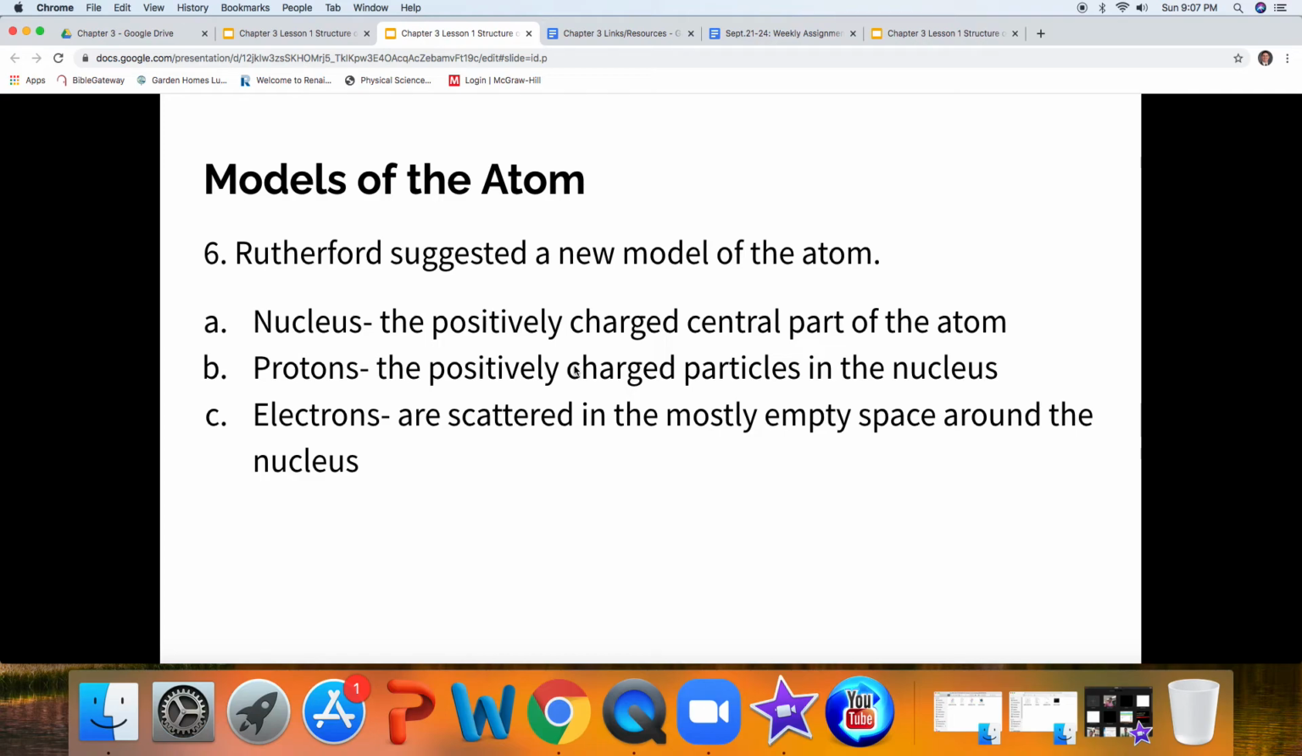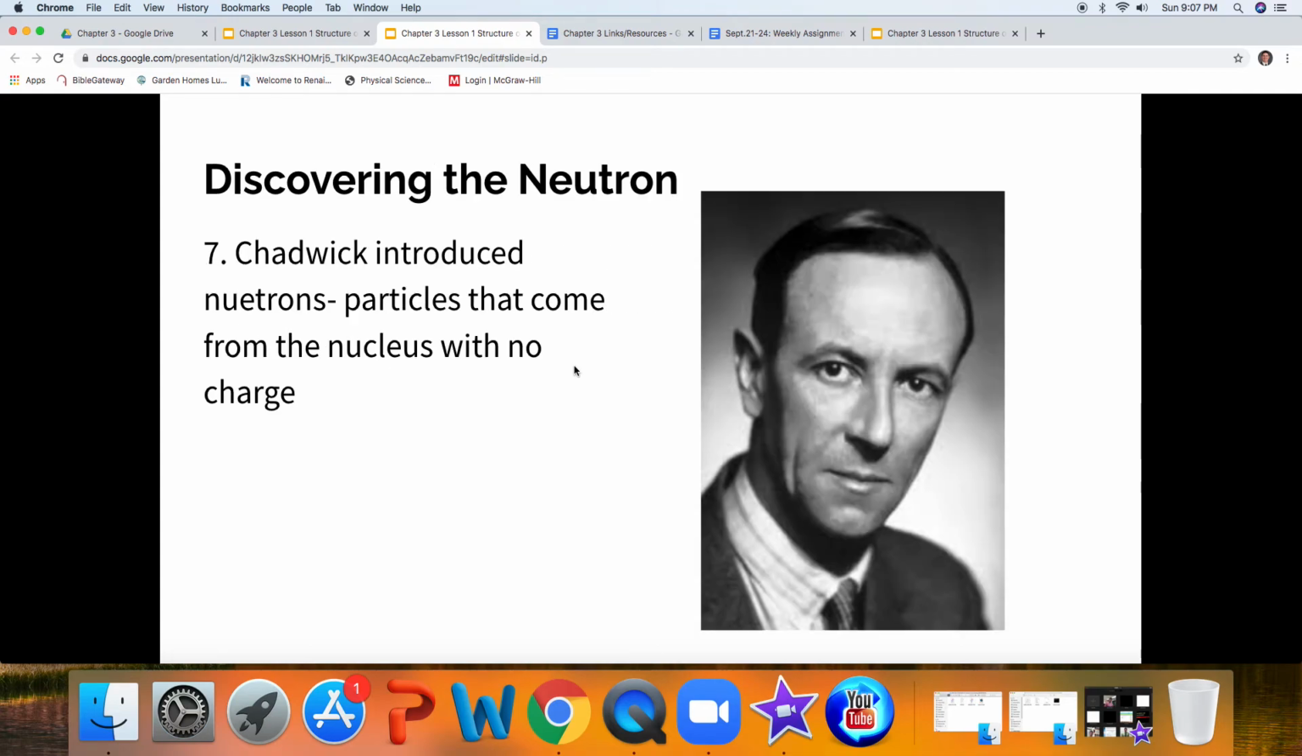Rutherford called the positively charged central part of the atom the nucleus. He named the positively charged particles in the nucleus protons. He also suggested that electrons were scattered in most of the empty space around the nucleus, as shown in Figure 7. On page 78, discovering the neutron.